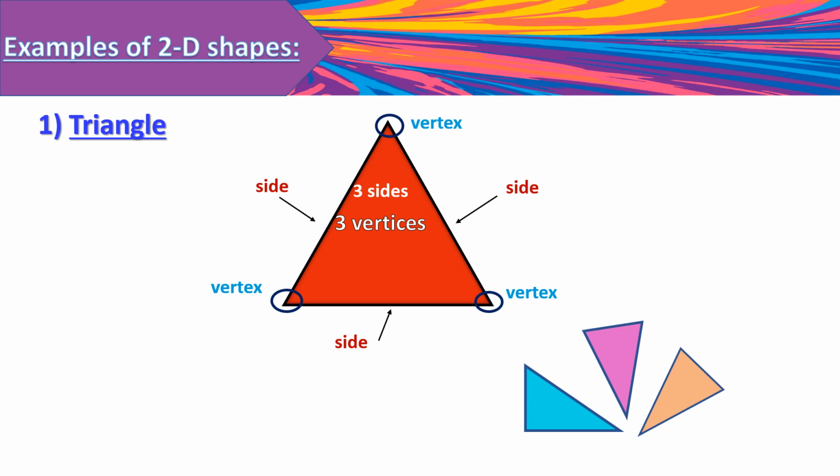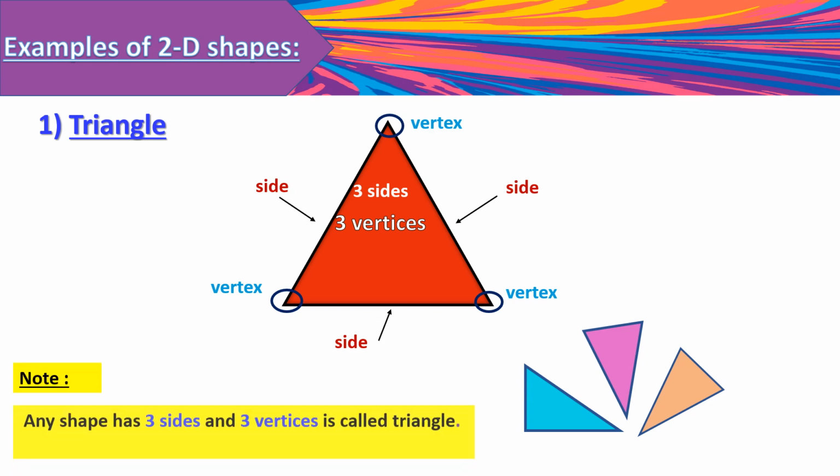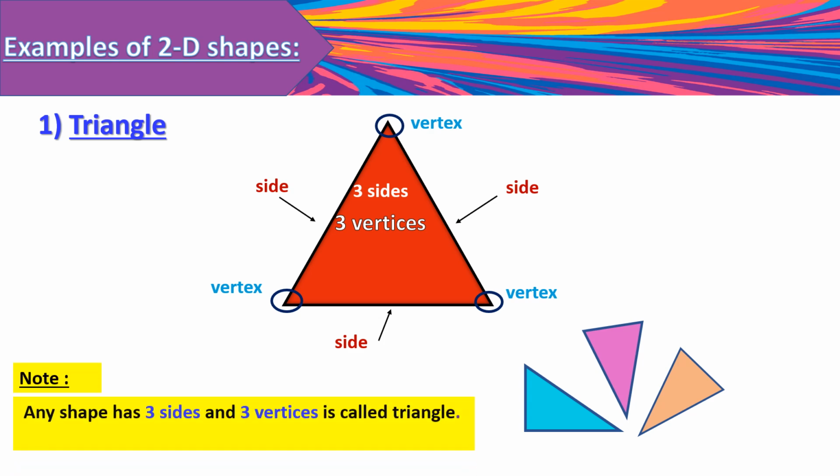And this triangle can be in different directions. Here we have 3 triangles with different directions. All of them are called triangles. Why? Because they have 3 sides and 3 vertices. So any shape that has 3 sides and 3 vertices is called a triangle.